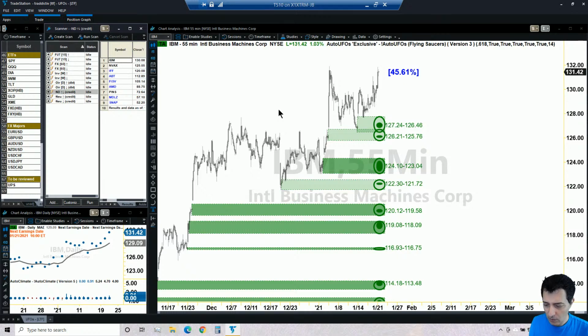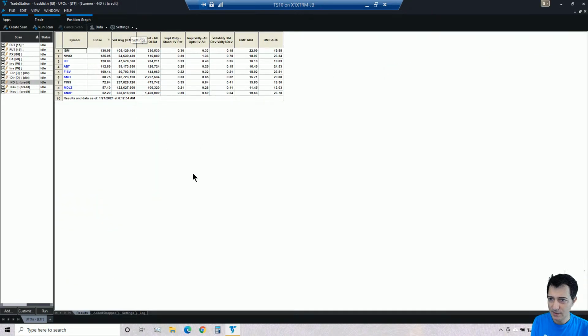Cool. So Mark, parameters. Just click the full screen on the scanner, then parameters display in the watch list. Oh, you mean this? Got you. I got you now.